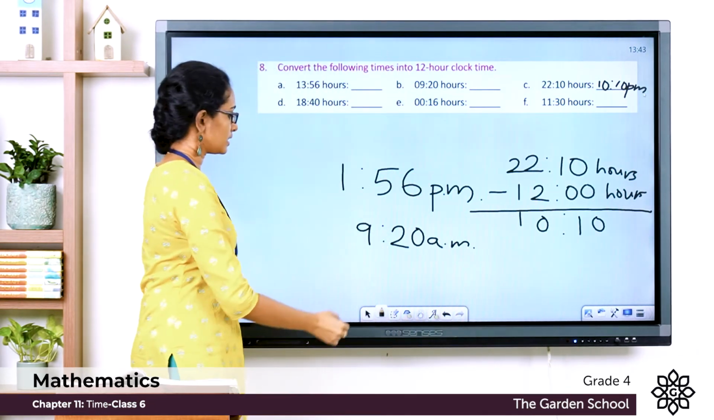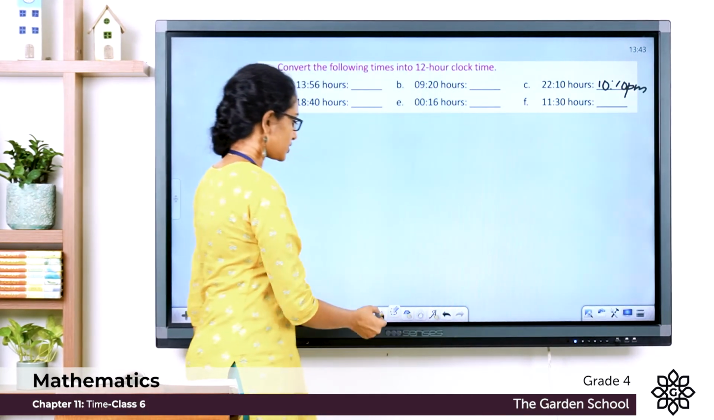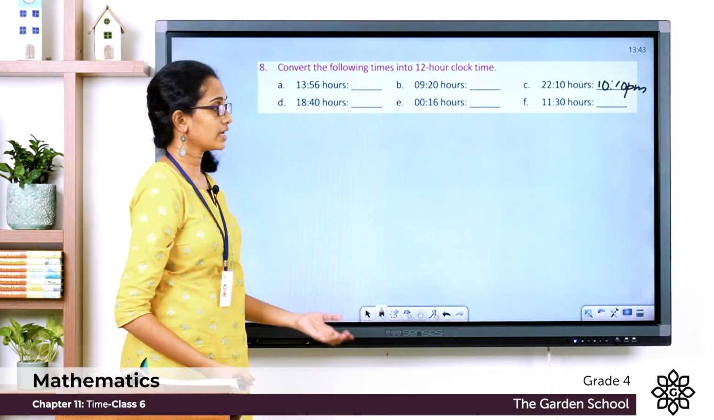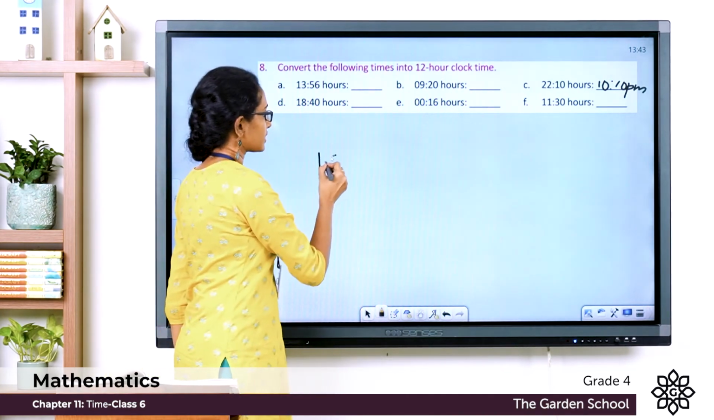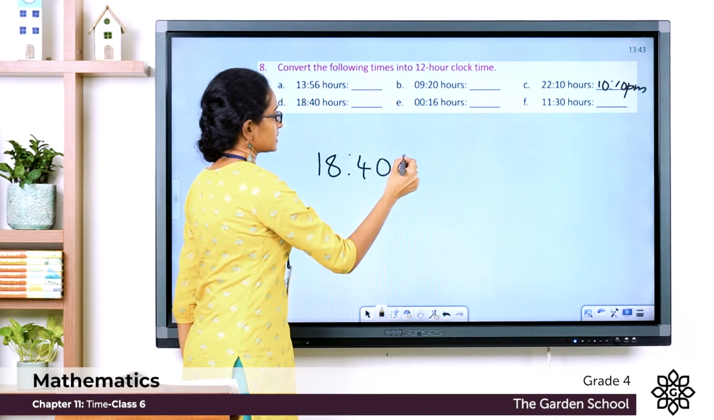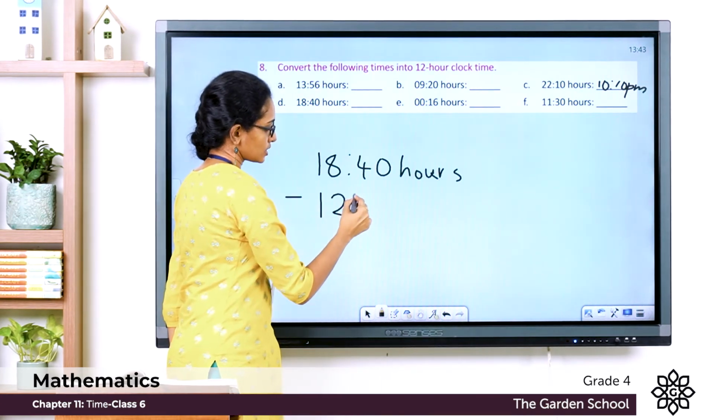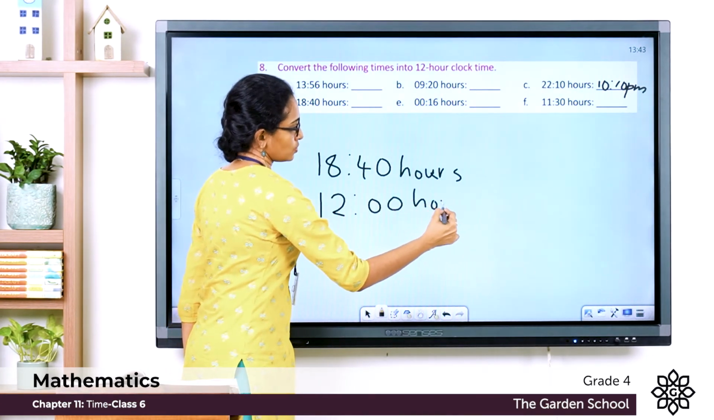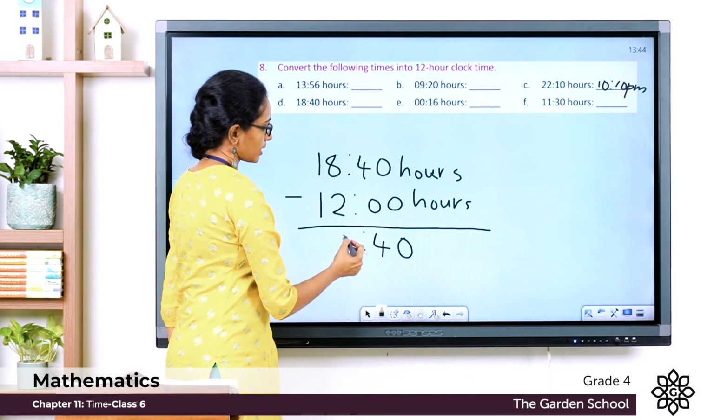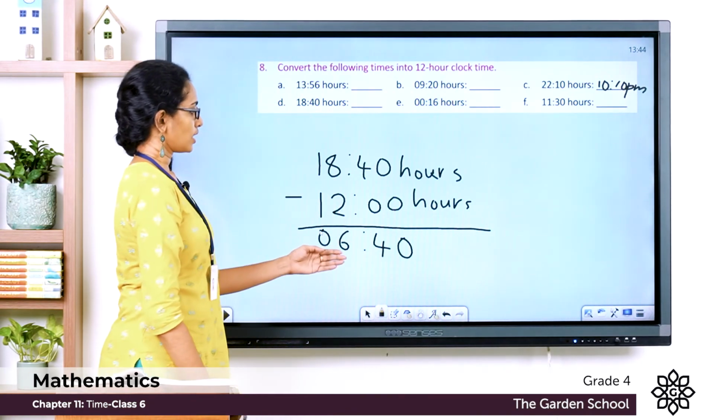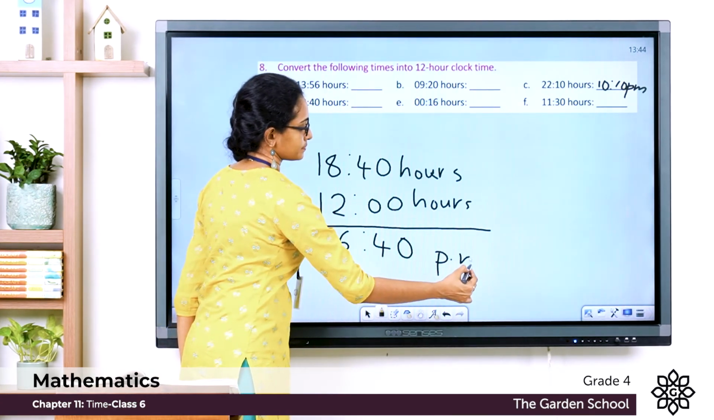Now let's see the next one. Question D, 18:40 hours. 18 is more than 12, which means it is in the afternoon or in the evening. And how do you change that 18 to a 12-hour clock system? Just subtract 12 hours from 18:40 hours. So that will be equal to 18:40 minus 12 hours. That will give us here 0 minus 0, 0. Here 8 minus 2 is 6 and here 0. And the equivalent time here is 6:40 p.m.